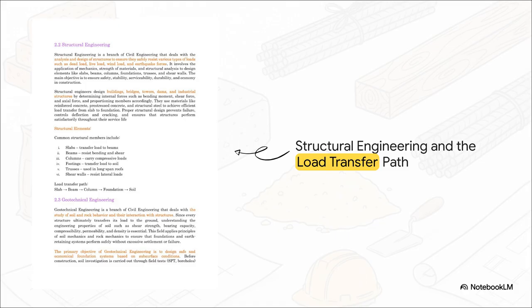The race starts up at the slab, which passes the baton to the beam, transfers the load down the column, pushes it into the foundation, and finally safely disperses it into the soil. The basic materials we're about to look at? Well, they are the athletes running this exact race.